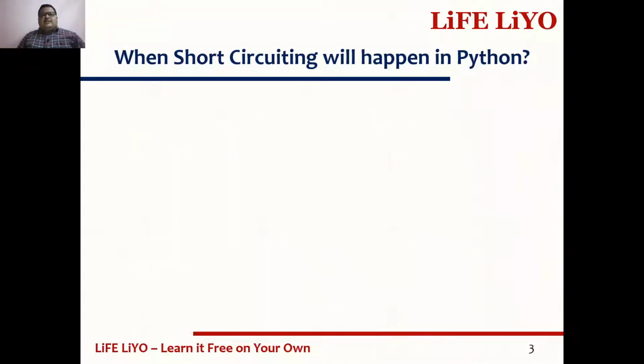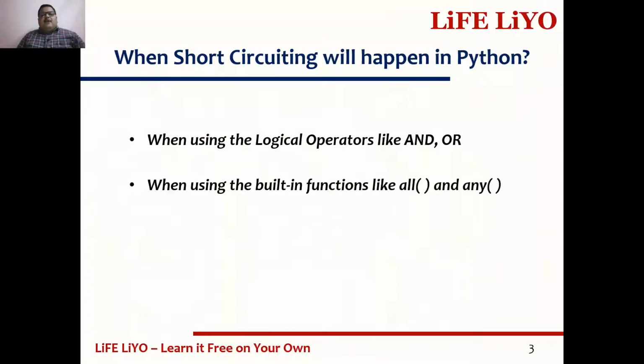When will short circuiting happen in Python? First of all, when you are using logical operators like AND or OR, or built-in functions like all and any, or when you are using the range function. Like this, there are various areas where short circuiting happens in Python. Let us take an example for this.